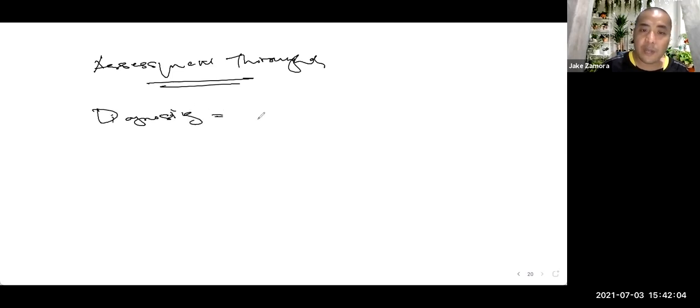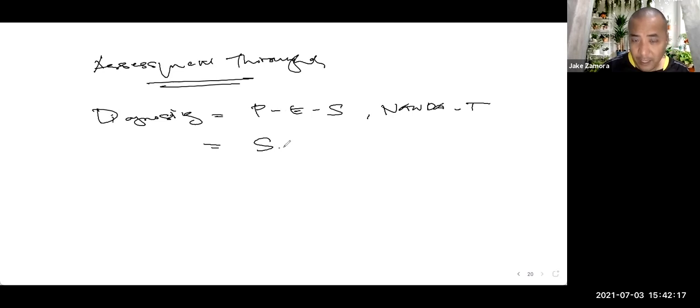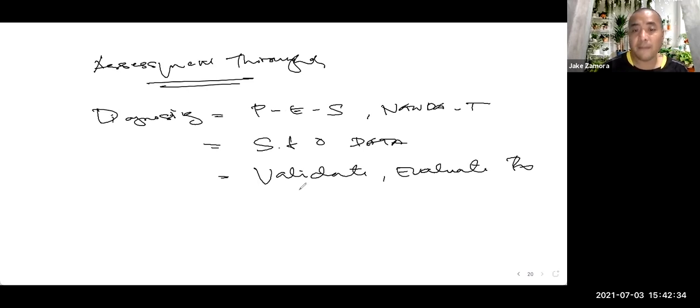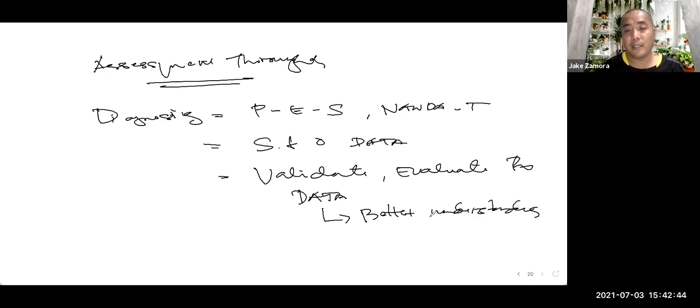Now, in diagnosing, you have to be familiar with the PES format, your NANDA International, and the subjective and objective data. What are classified as subjective and objective data? So that when you evaluate the data, it can give you a better understanding of the problem. Understood? That is the importance of your diagnosing phase.